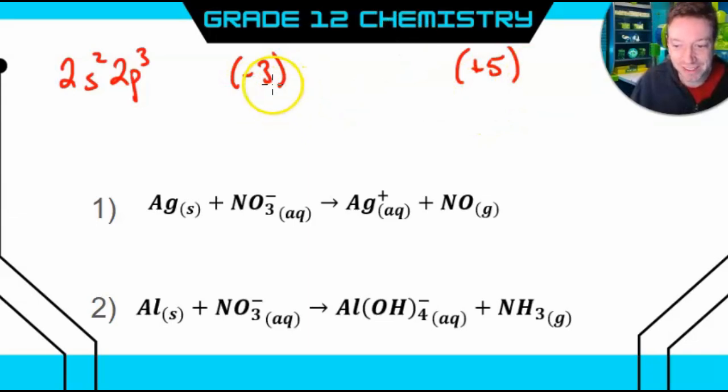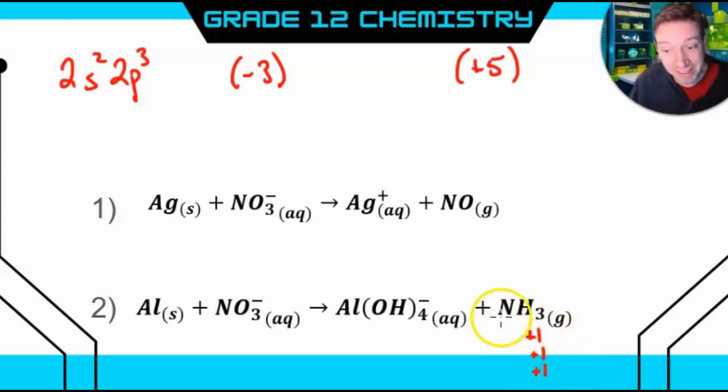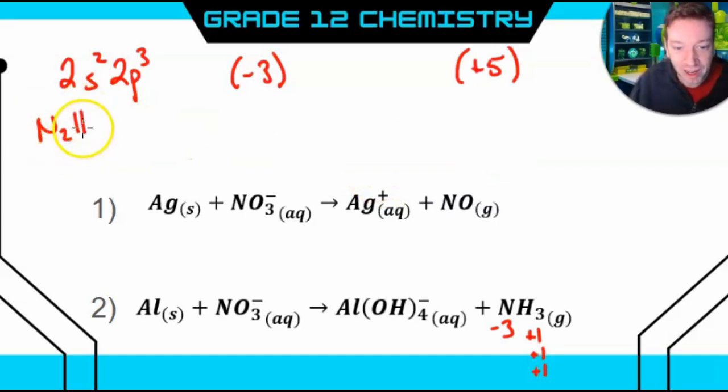For example, let's look at NH3 down here. Hydrogen is going to have a +1 charge, and we've got 3 of them. So +1, +1, +1, that's a total charge of +3. To balance that, since this molecule of ammonia has no charge, nitrogen must have a charge of -3. So in this case, nitrogen has a charge of -3. But there are other cases as well. Let's take a look at N2H4.